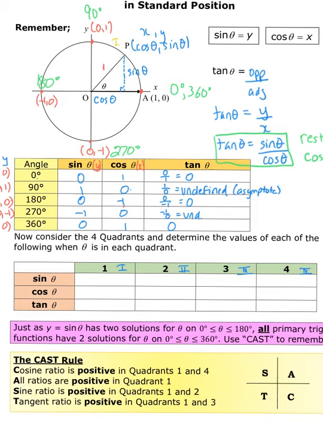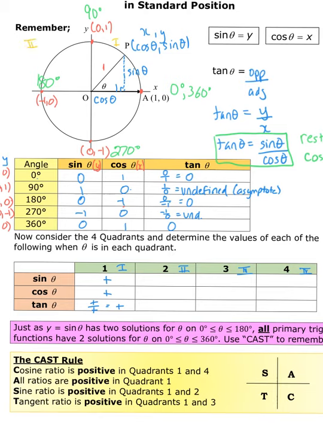So in quadrant 1, we know our sine value is positive because our y value is positive. We know the cos value is positive because our x value is positive. So I'm going to say that sine of any angle between 0 and 90 is positive. Cos of any angle between 0 and 90 degrees is also positive. Tan is sine divided by cos. A positive divided by a positive is positive.